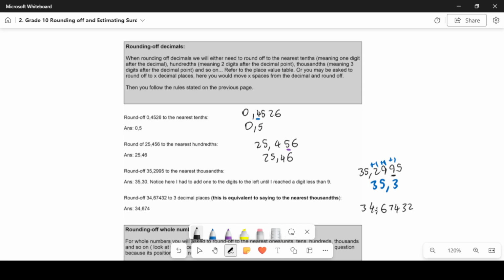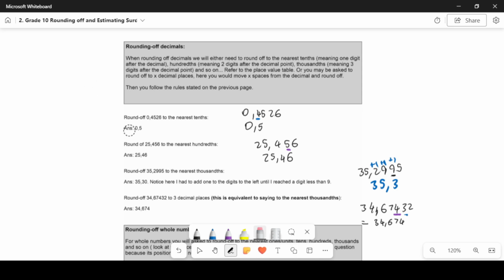So therefore what I can do is, okay, so to round up to the nearest thousands, this is the thousands column. Now I have to look at the number to the right of it, which is what? 3. It's a number that is less than 5. So therefore, we round down, which means that the digit in question remains unchanged. So this will be 34,67400, which is effectively 34,674. Right, so these are a list of every possible question that you could get.